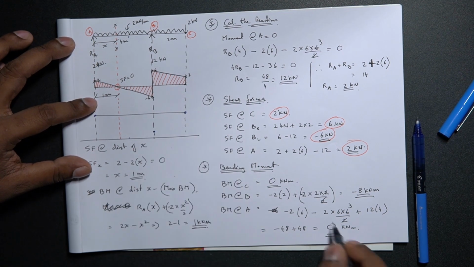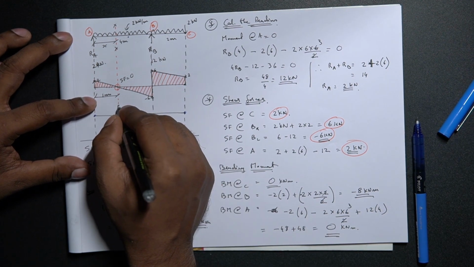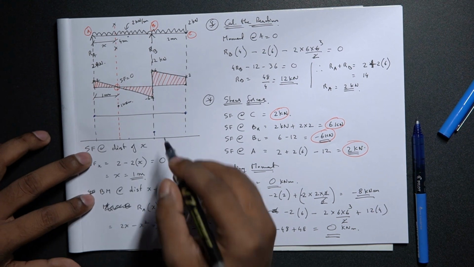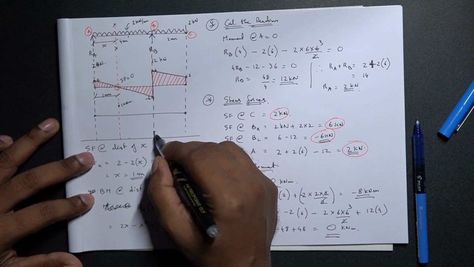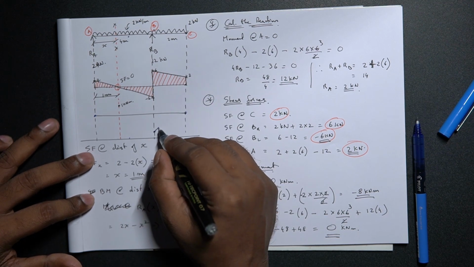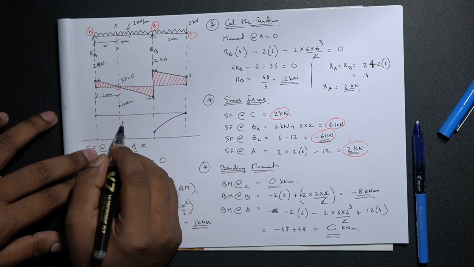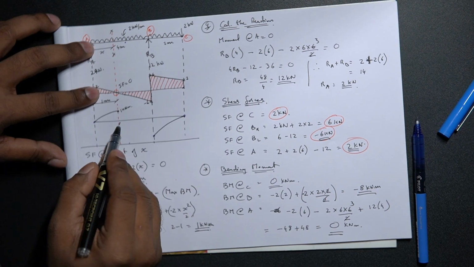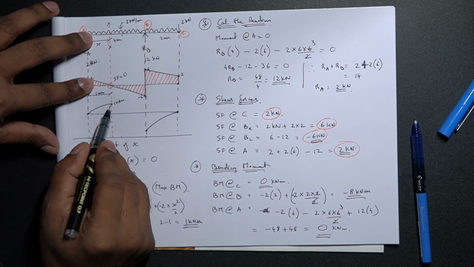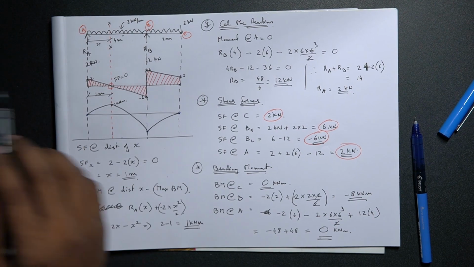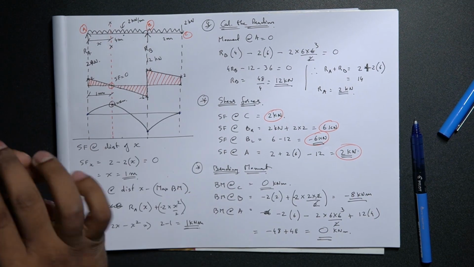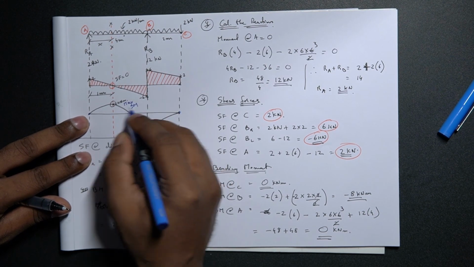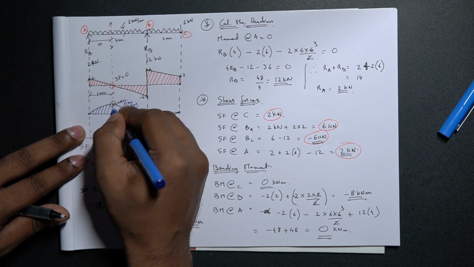So this is minus 8, this is 0, so let's put this as 1 kilonewton meter. Now let's join this. Since it's a UDL, the graph will be parabolic. Similarly over here, parabolic, and since this is the maximum bending moment point, this would be parabolic. This is the point where the bending moment is maximum. Just hatch this.